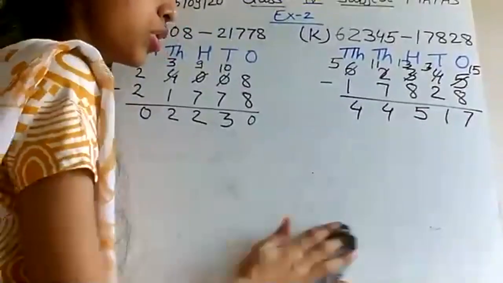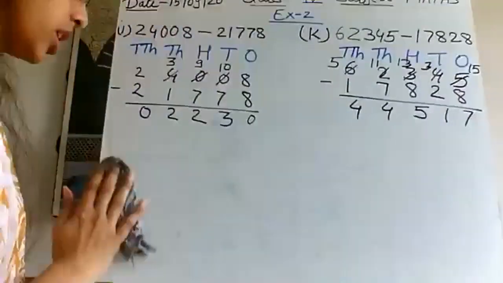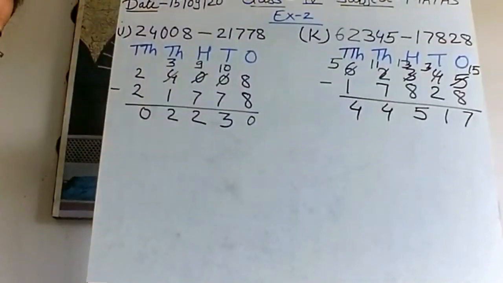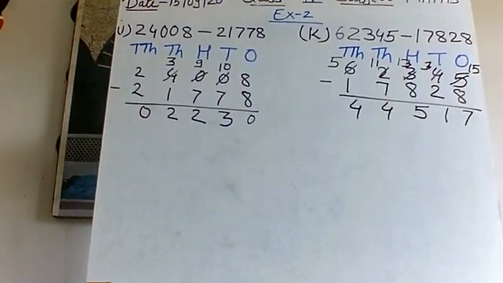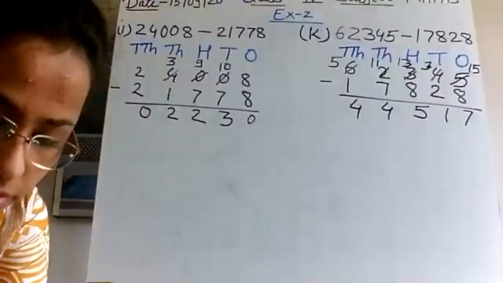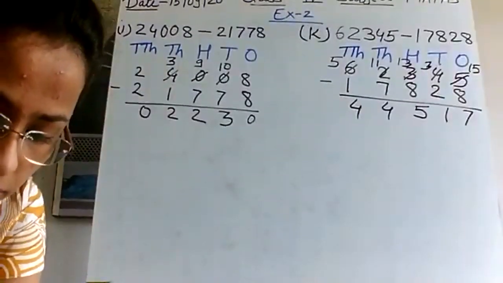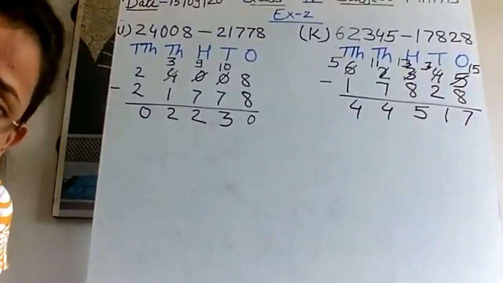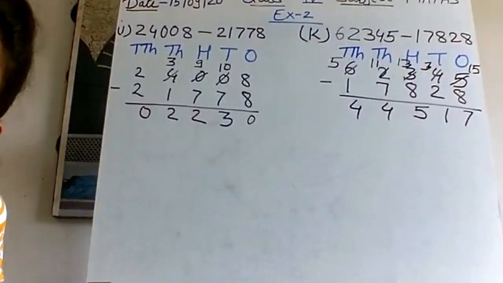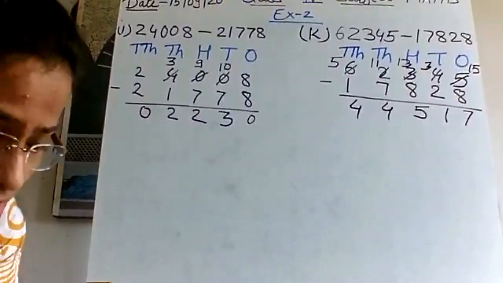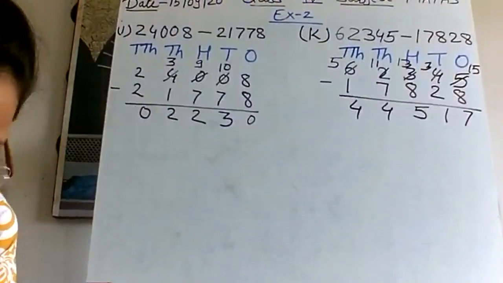Let's move to next question, question number 3. Question number 3 is subtract the greatest 5-digit number from the smallest 6-digit number. Now what is greatest 5-digit number? That is 9 times 5, है ना? And smallest 6-digit number. Smallest 6-digit number is 1 lakh. Okay, so you have to subtract greatest 5-digit number from the smallest 6-digit number.